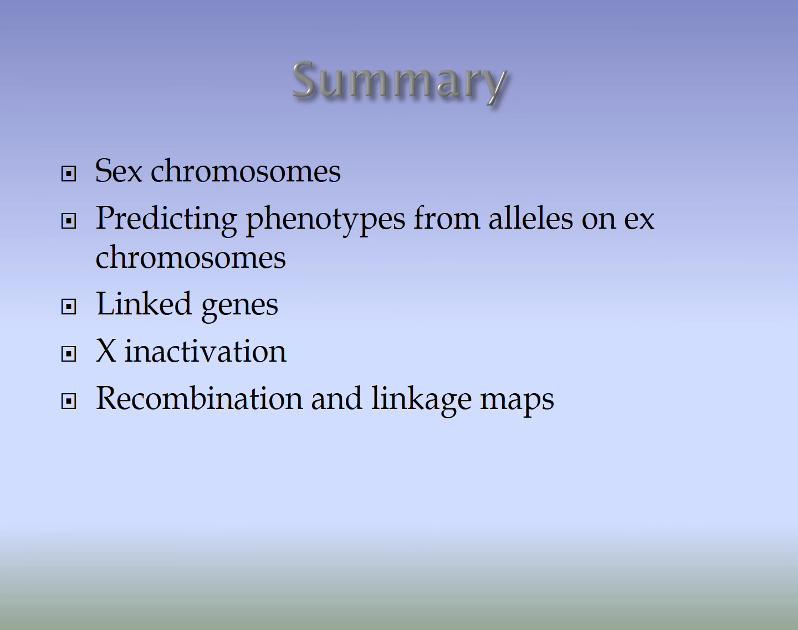Now, in summary, I talked about the sex chromosomes, reminding you of those and relating it to Morgan's work, and of course the assortment of genes on the sex chromosomes. We reviewed a couple of Punnett squares using alleles from genes that are on the sex chromosomes. And we talked about linked genes, right? So again, those genes that are on the sex chromosome are considered linked. And what is X inactivation? And how does it relate to the sex chromosomes, or the X chromosome specifically? And we talked about recombination frequency, and how it relates to linkage maps.